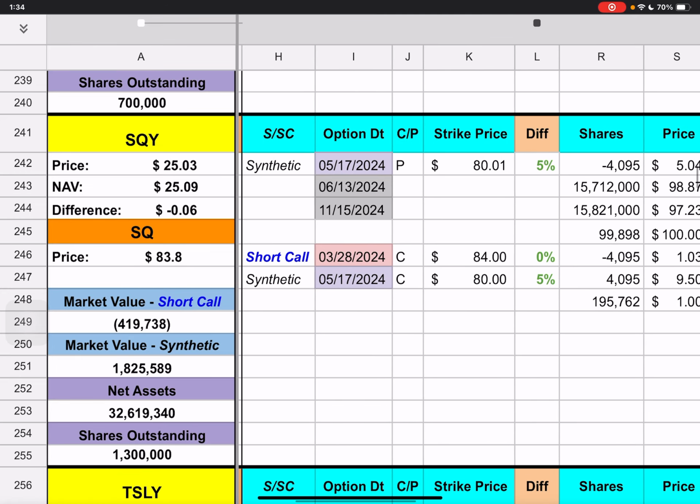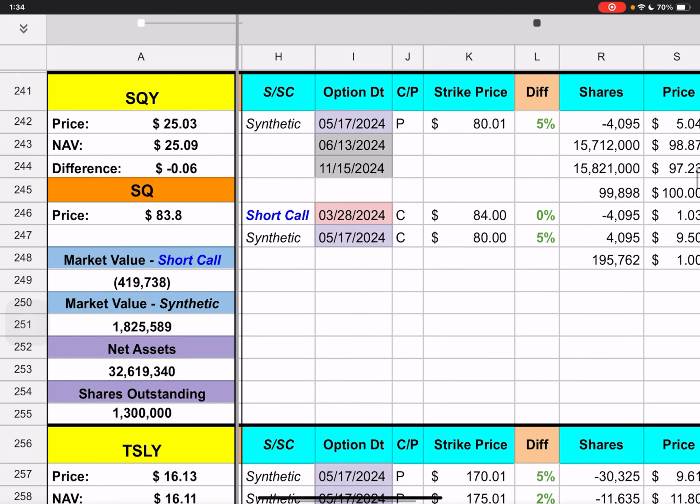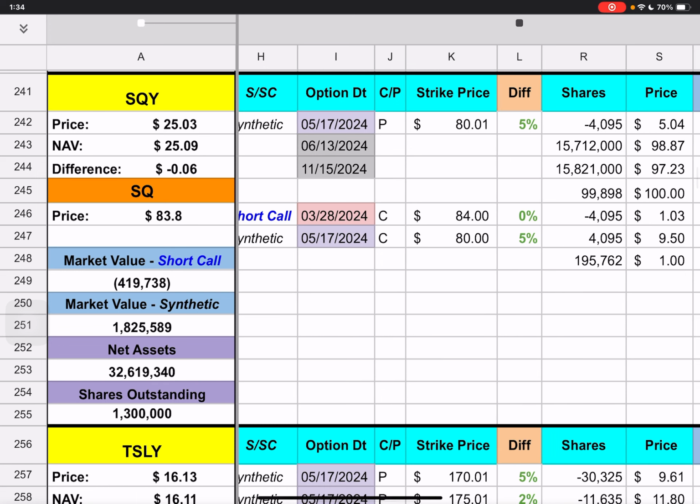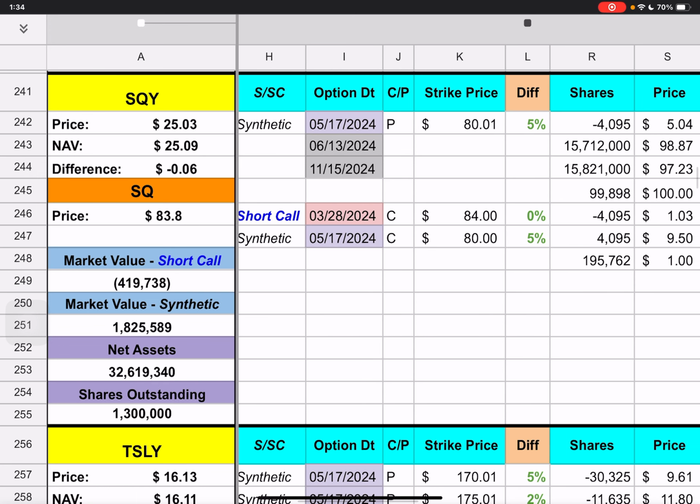But we have no shares, we have no trades to go over. We have the short call that will expire on Thursday with a strike price of $84, and we are currently 20 cents from that. Of course, we've been over this strike price a few times already.